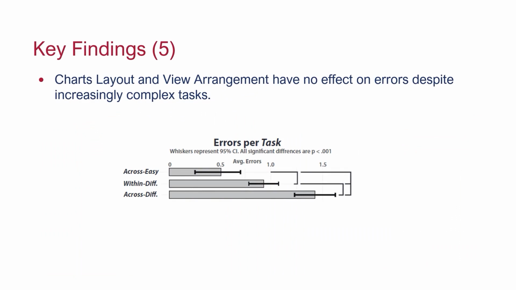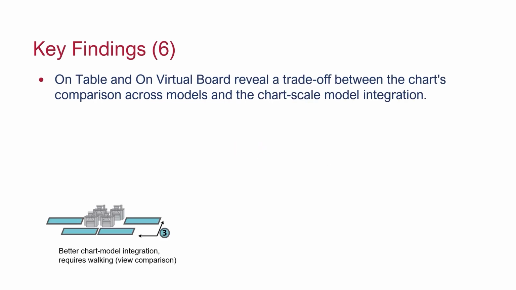The results show that charts layout and view arrangement factors do not significantly affect the task error. However, we did find error differences among task difficulties. So the on-table view arrangement might be a good fit for tasks that require chart model integrations, since the leader lines that connect the charts and scale models are clearly visible and potentially free of crossings.